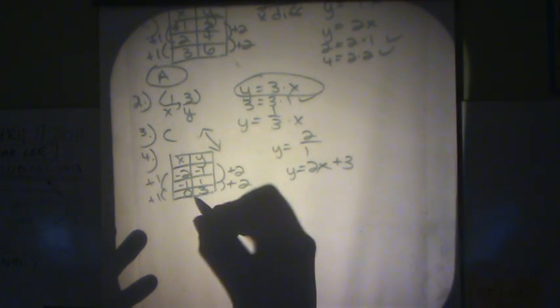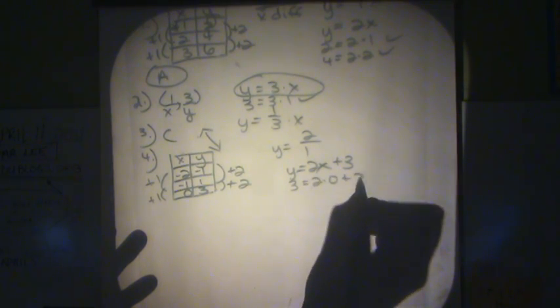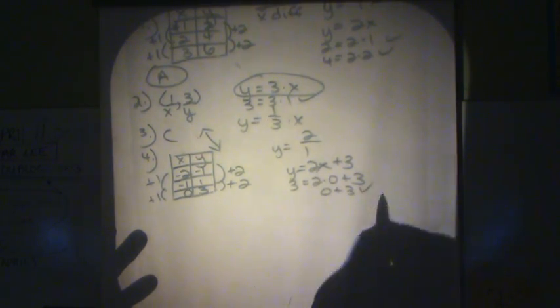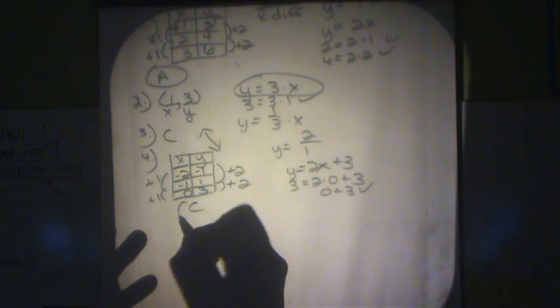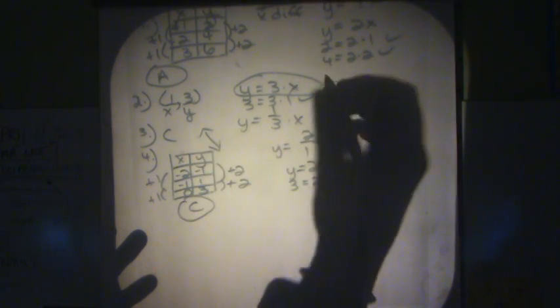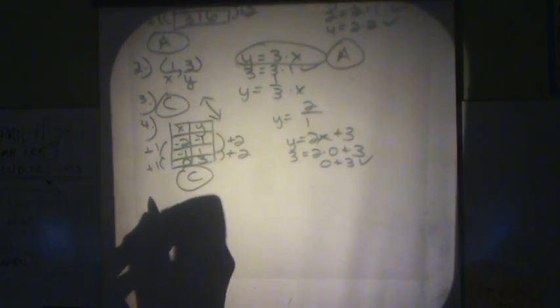So I'm going to do the positive. Is 3 equal to 2 times 0 plus 3? Yes, it is. So that would be, what would that be? For number 4 would be C again. And I apologize, number 2 was A. So don't just think they're A and C. It's just been the pattern for these.